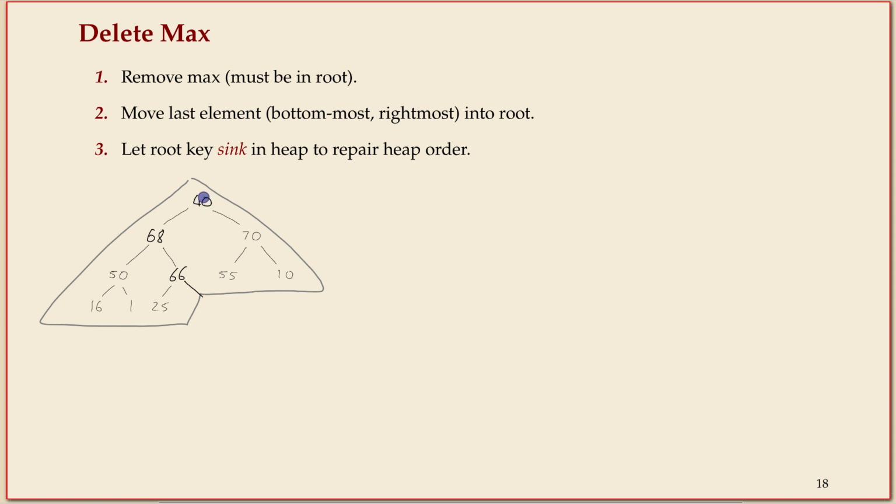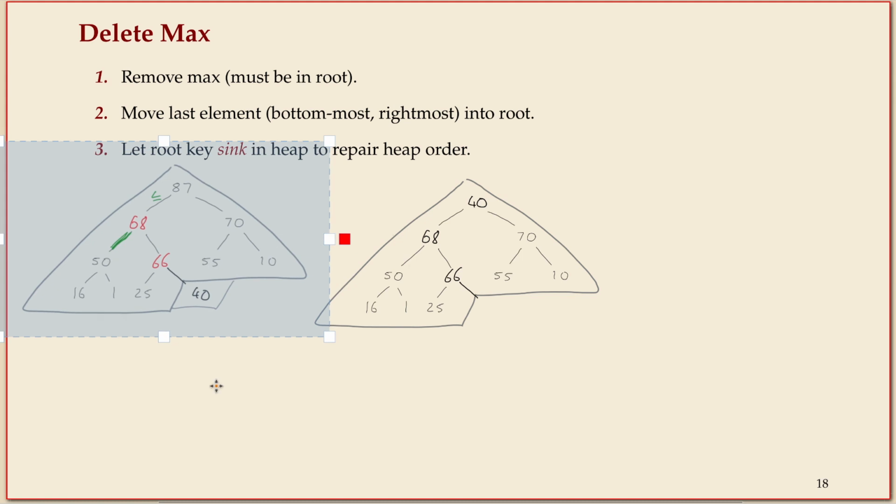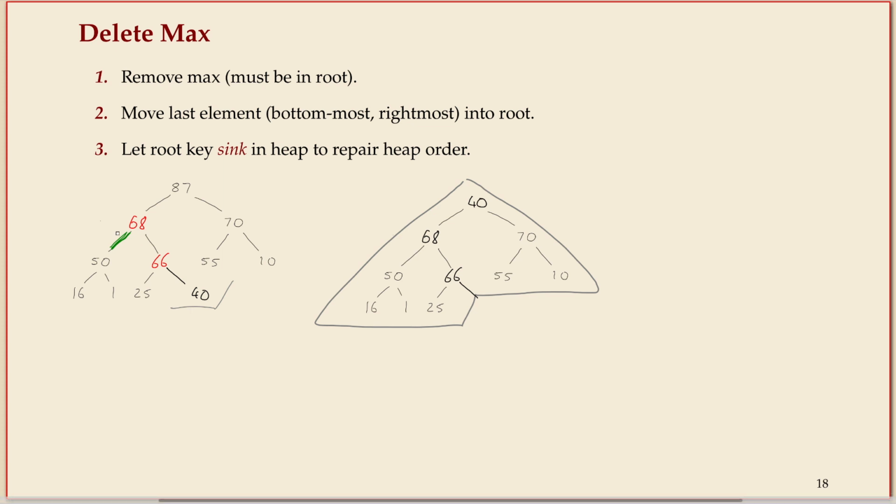I wish I had left a copy of the initial state. So let's add that here. I'll do the fix up later. So that was the original state. Now we put the 40 up there. Great, so the shape is fine, but we screwed up the heap order, so we can't leave it like that.